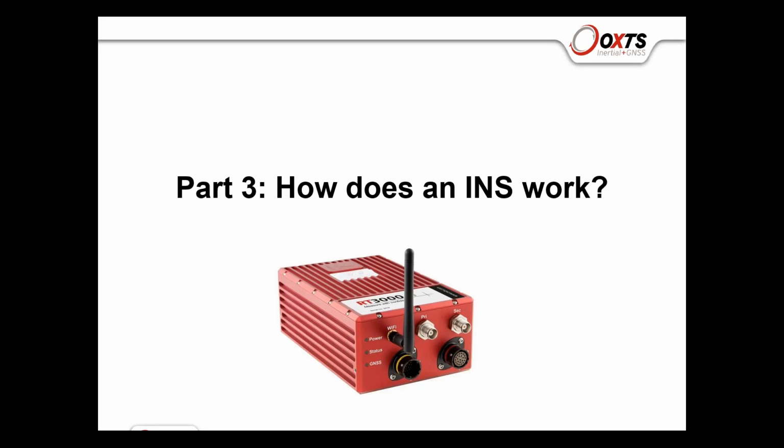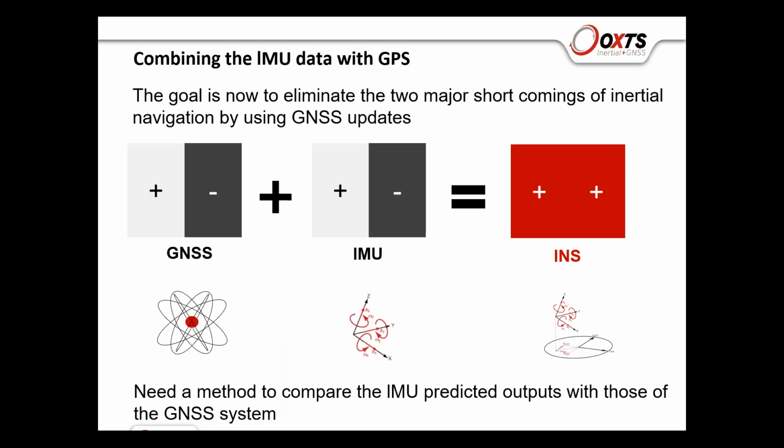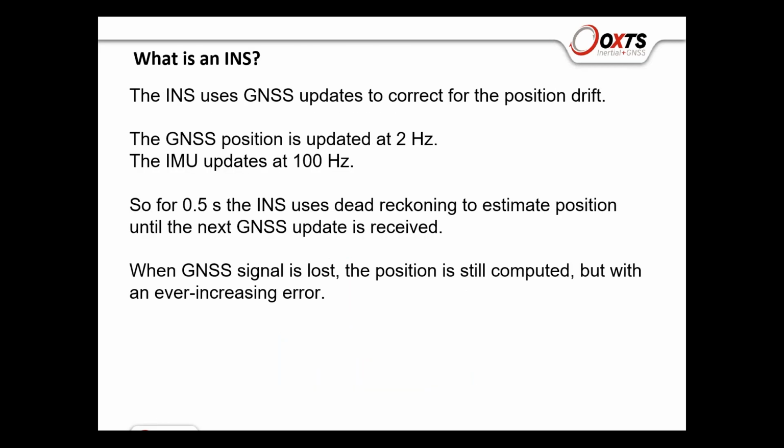We're now going to have a look at how an INS actually works. Well, the goal of an INS is to eliminate the two shortcomings of IMU and GNSS technology alone. So the INS uses GPS updates to correct for positional drifts. Update rates are 2 Hz for GNSS and 100 Hz for IMU. And this means that for half a second, the INS uses dead reckoning to estimate position. This means that when GPS signal is lost, the position is still computed, but with an ever-increasing error.